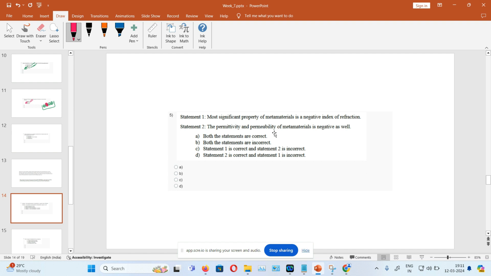Statement one is correct, and statement two is also correct, which makes the answer of the question. So, this statement is correct. Statement two is also correct, which makes option A the correct answer of the question. Okay.